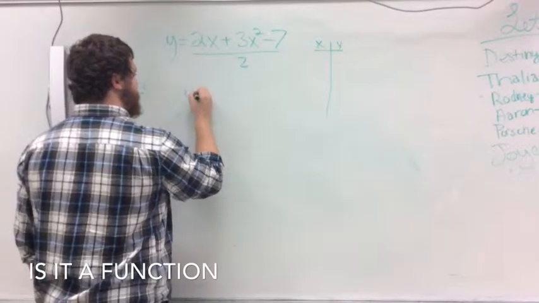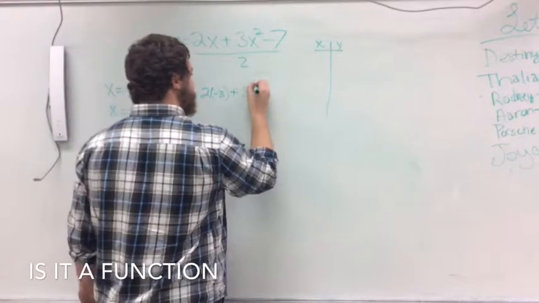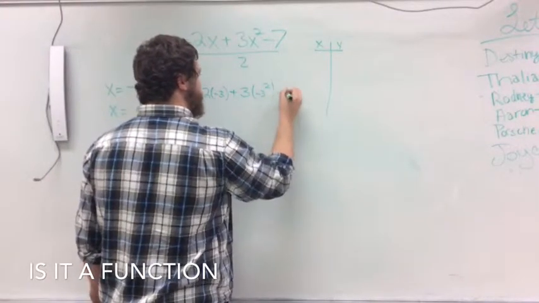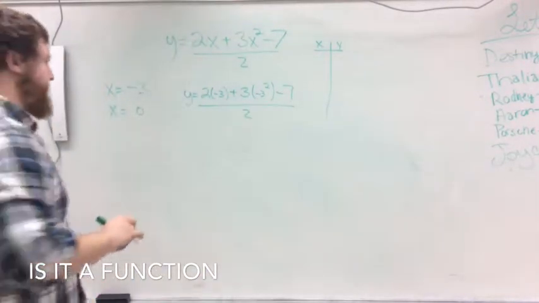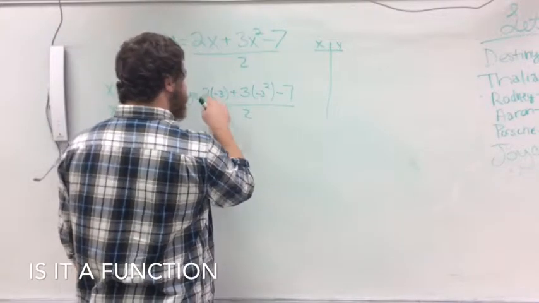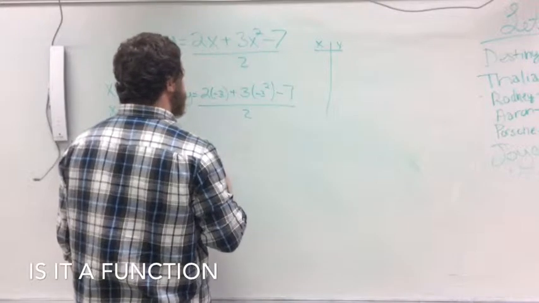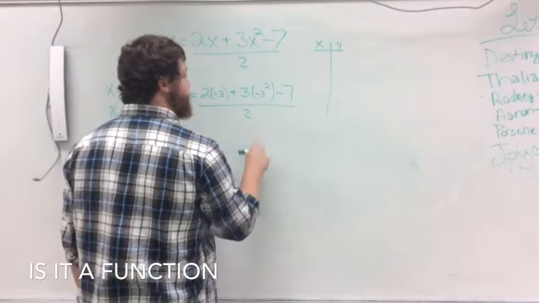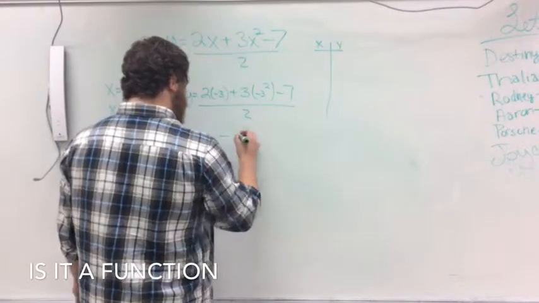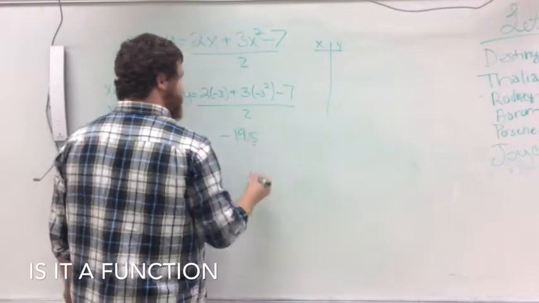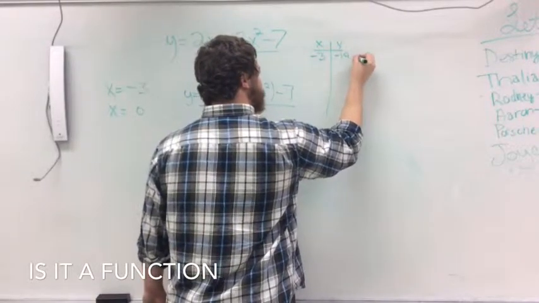So I get y equals 2 times negative 3 plus 3 times negative 3 squared minus 7, all over 2. Okay? I'm going to do all this math in my head. Ready, set, go. Negative 6 plus 9 times 3, negative 27, is negative 33, minus 7 is negative 39, divided by 2. Y equals negative 19.5. Okay? So when x is negative 3, y is negative 19.5.